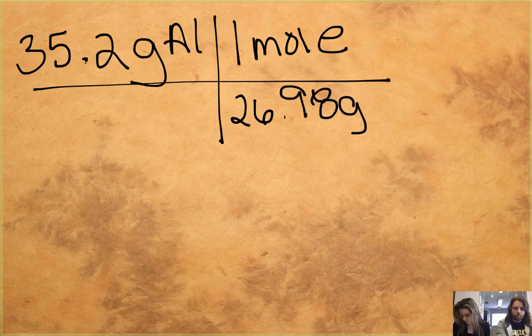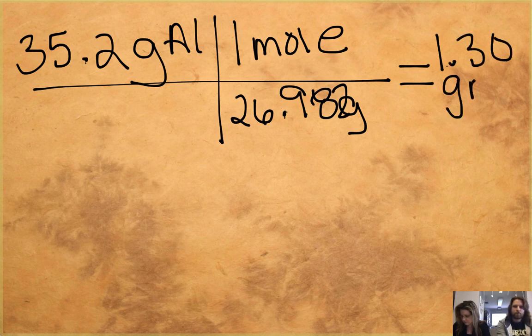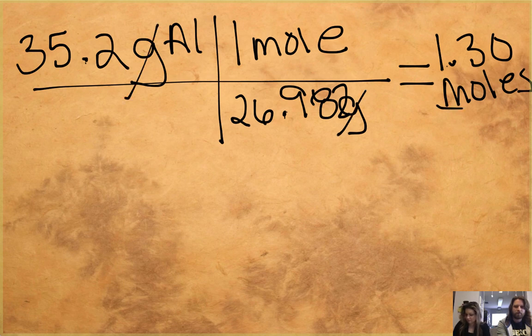26.982 grams of aluminum in every 1 mole. Where did I get that number from? You got that from the periodic table of elements. Yep, that's the molar mass of aluminum. Okay, so how many moles is that? Well, multiply the top, divided by the bottom. That's going to be about 1.30. So we still have 3 sig figs. 1.30 moles. We've canceled out our grams. Okay, so I've got moles.